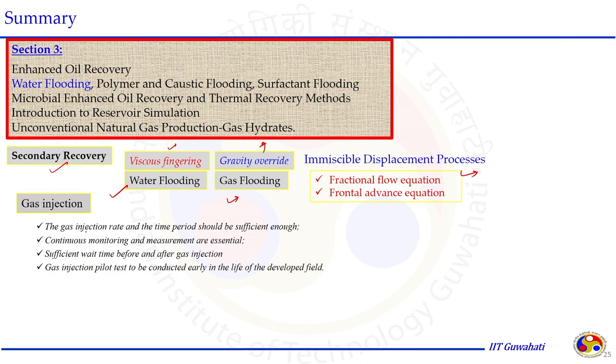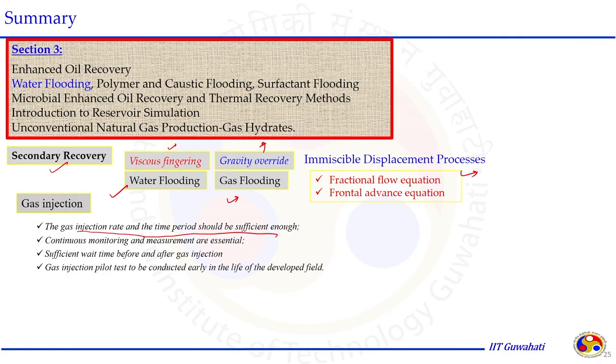The similar analysis as we did for water flooding, we can do for gas injection also. The gas injection rate and the time period should be sufficient to inject the gas and get the oil recovered. Continuous monitoring and measurement are essential for gas injection. And then sufficient wait time before and after gas injection is required to monitor the progress of the secondary recovery by gas injection. A gas injection pilot test should be conducted early in the life of the developed field to understand a lot of the reservoir domain characteristics like the porosity, permeability and other parameters.